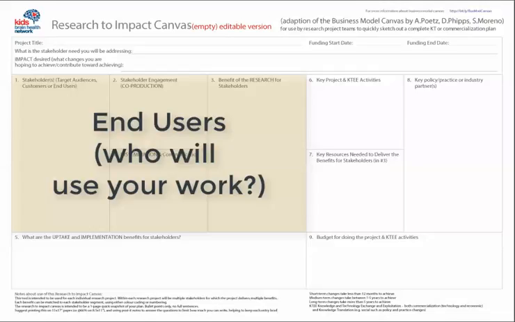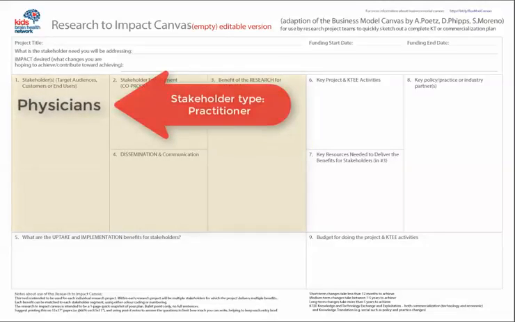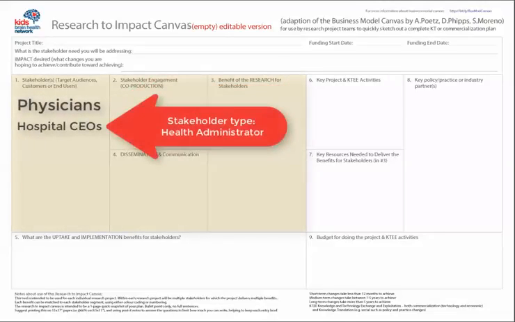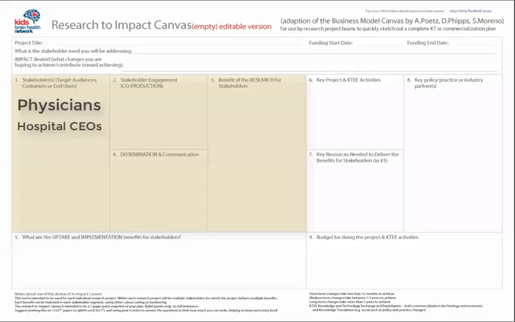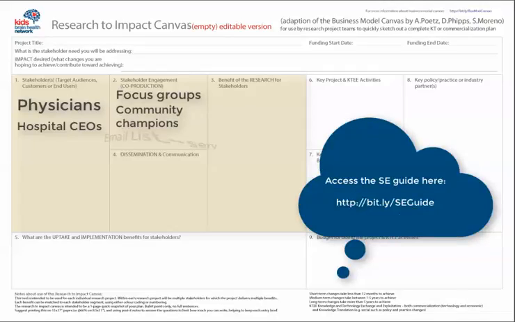These 4 boxes correspond to your end users, so who will use your work? Here we've identified frontline workers or practitioners, physicians, and also hospital CEOs. Then think about how you're going to learn more about their needs specific to your research project. So this is where you would do more stakeholder engagement. You can find more examples of how to do stakeholder engagement in the stakeholder engagement guide that is also on our SlideShare account.